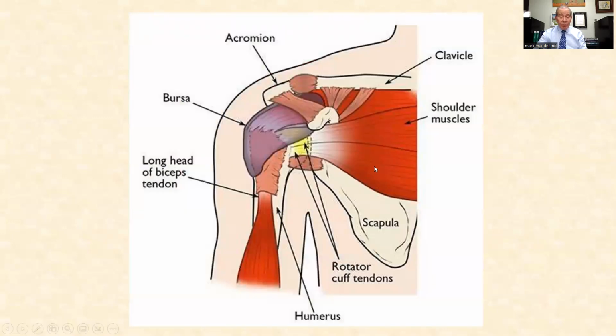So here, looking at the shoulder, we can see the four rotator cuff muscles and the anatomy. Here's the deltoid muscle. And here we have all our bursa, which can become inflamed. Here's the long head of the biceps, which often is injured in labral defects.